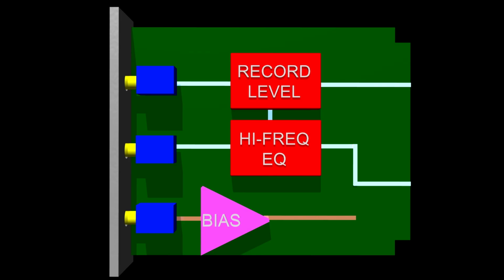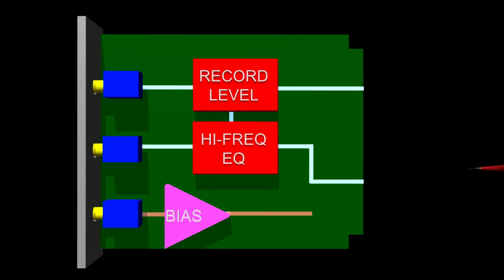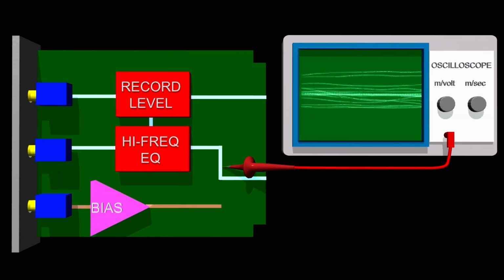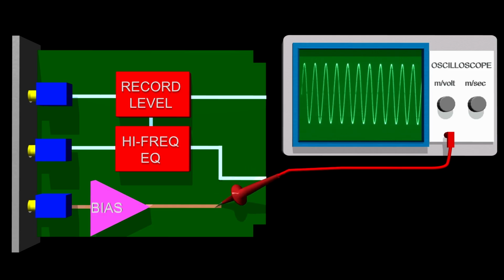To help you visualize the bias signal, I'm going to insert a piece of test equipment called an oscilloscope. The oscilloscope will allow you to actually see the electronic signals. Bias is a super high-frequency, high-voltage signal. While not being audible on playback, it will ensure that there is a consistently strong magnetic field in the record head.